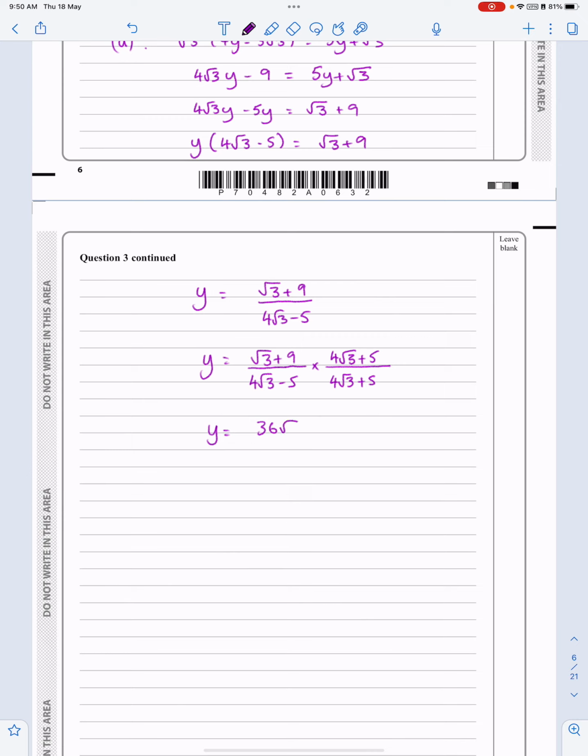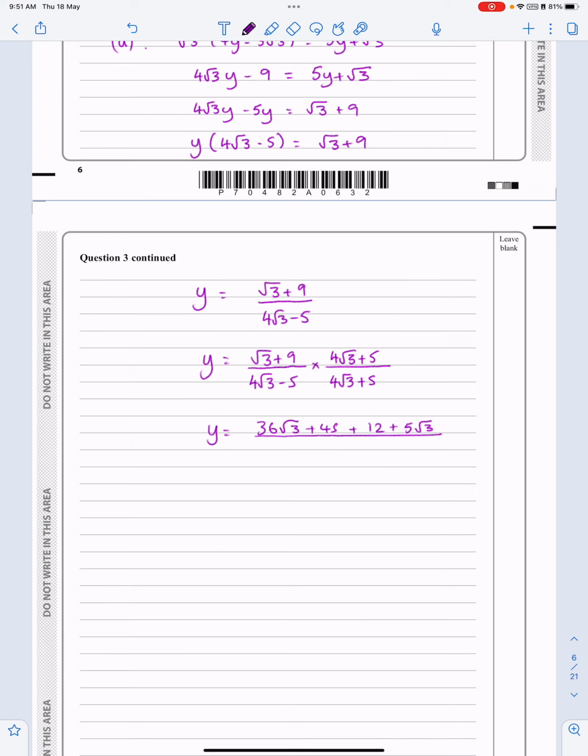That's 36 root 3. 9 times 5 is 45. Root 3 times 4 root 3 gives us 12. And root 3 times 5 gives us 5 root 3. So that's all fine on the top there. Just make sure I said that clear enough. It's that times that times that, this times this, and this times this. The order of it does not matter. As long as you end up with those 4 terms, then we're okay with that.